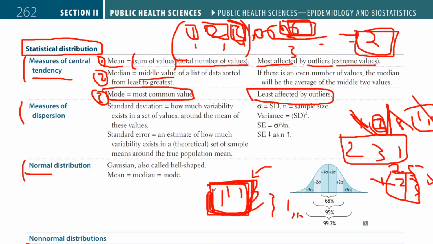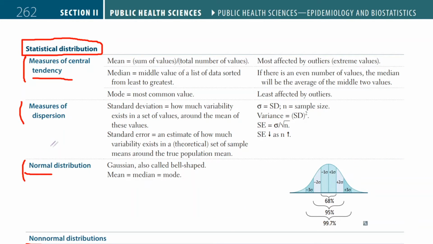So let me just clear the board real quick. Next up, we have measures of dispersion. So we talked about, if we have a distribution, how can we understand where the center of this curve is, and the three ways we can do that are with mean, median, and mode. This is how we tell the center of it, measures of central tendency.